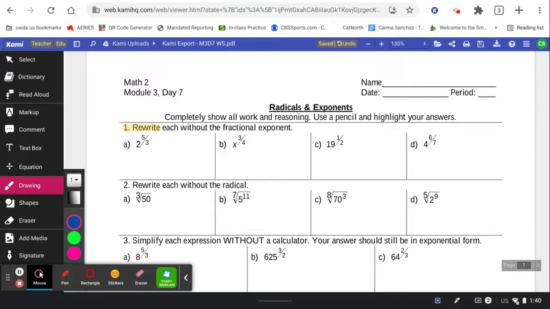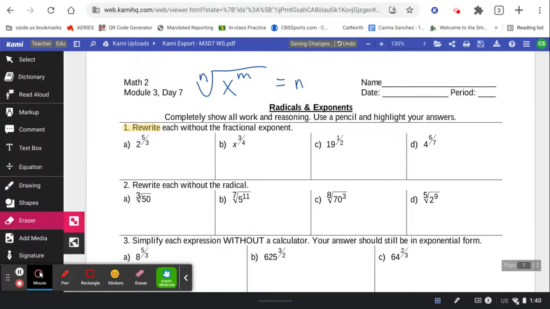So what is that rule again? Let's write it up at the top. If you have some number n as your index and you have some exponent m, then we know that we can rewrite this as a fractional exponent where your big base stays the same, whether it's a variable or a number, and then the n and the m, what becomes the numerator and what becomes the denominator? You got it. Okay, let's go apply this to 1a.